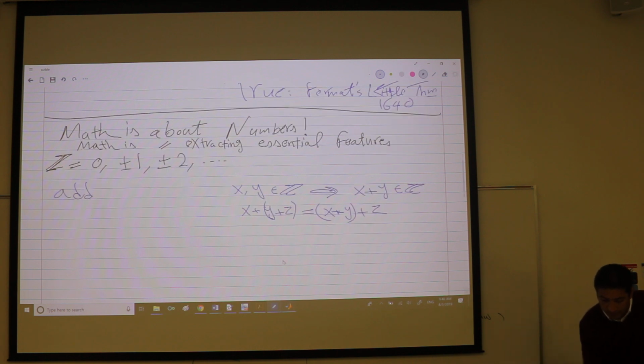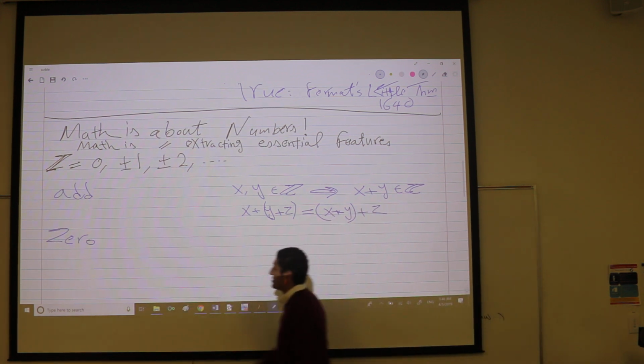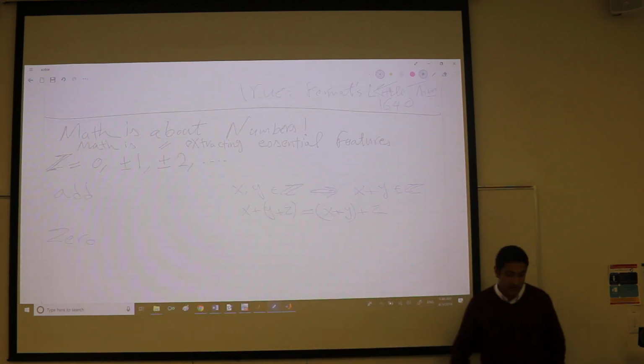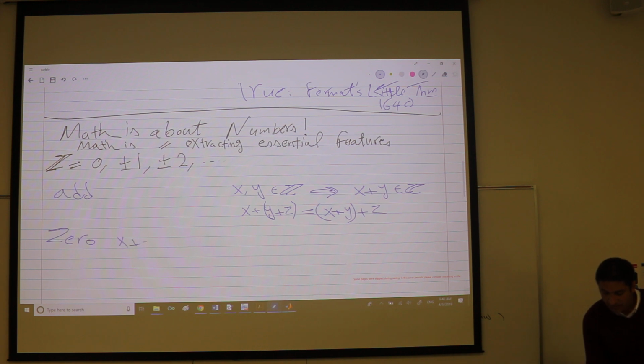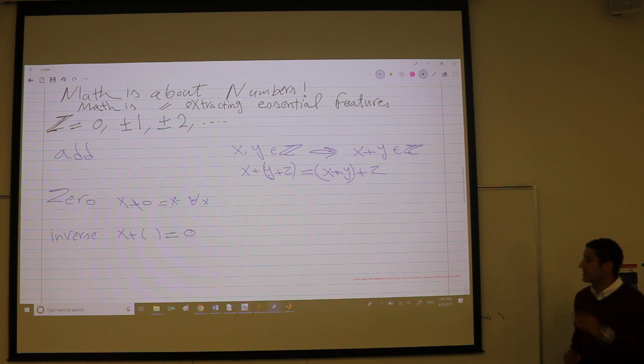There is the zero number, a special element in this collection of objects, integers. There is a special element such that when you add it to any other element, you get the same element. So x plus 0 is x for all x, right? And there is the inverse. What do you mean by the inverse? So if you give me any x, I find you an element in that collection, so that when you add it, you get a 0 back. This here is just the negative of x, right?